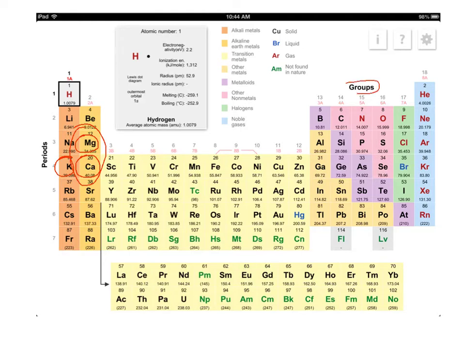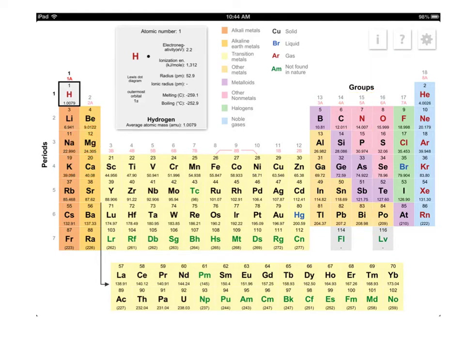So up here we have groups. Remember, these are groups. They're also called families. And they are the most important way that elements are organized on the periodic table.